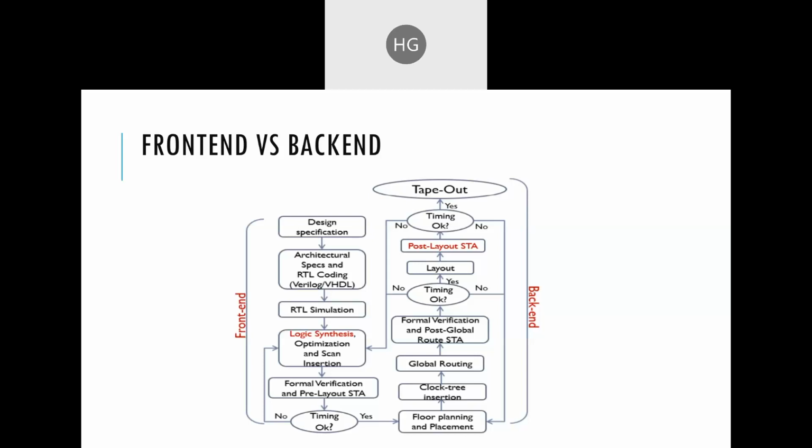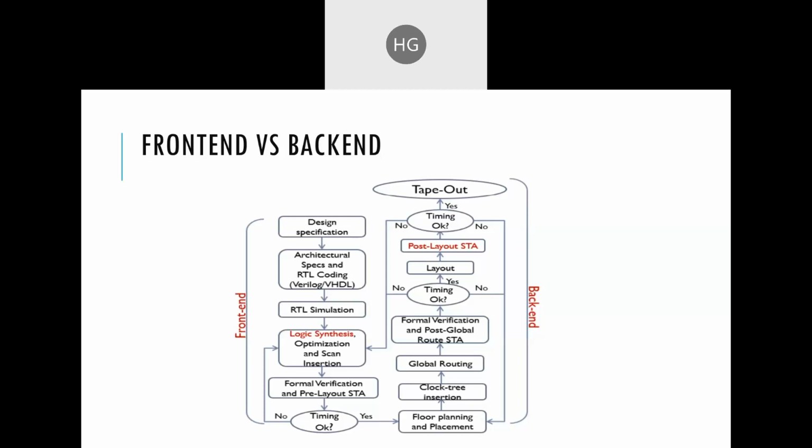Then we go to the next stage: floor planning, placement, then the clock tree, and routing. Then in the backend there is also a formal verification, but this formal verification is kind of different. It is a kind of model checking. What is model checking? It means we have a reference model, a golden model, and we use that model as a reference. We check our current model against the reference model. If it is fine, then it is forwarded.